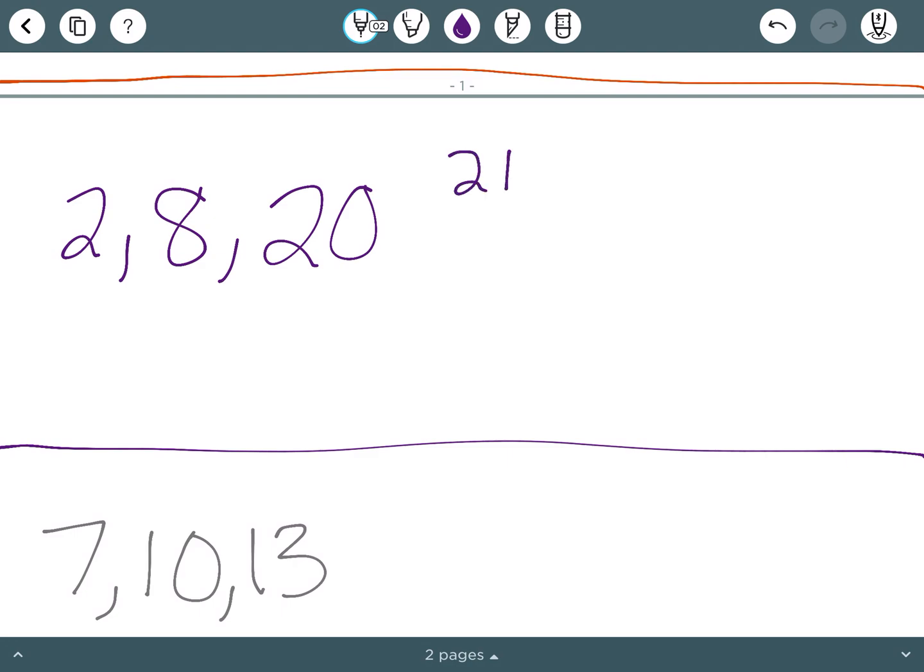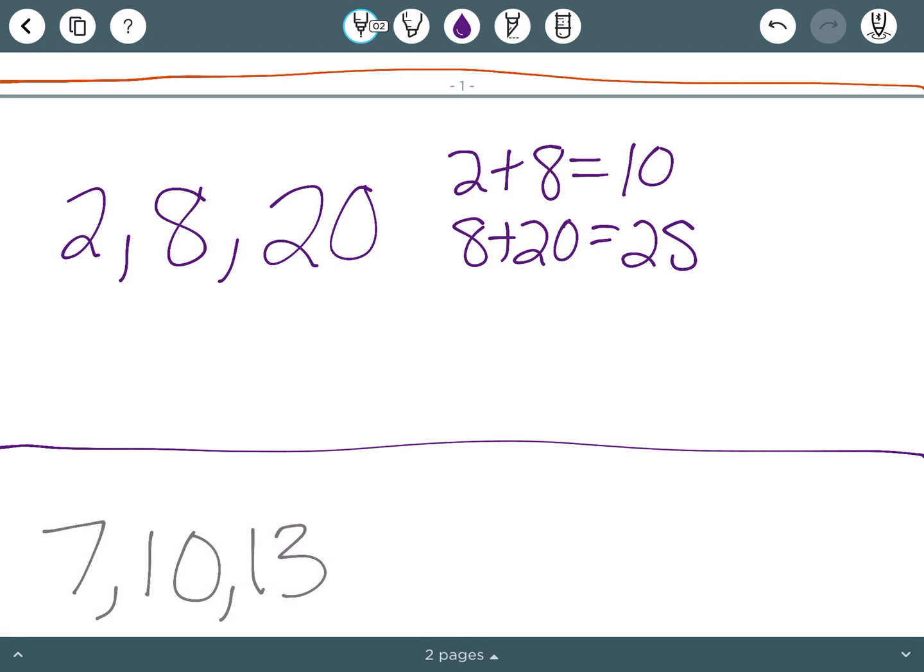All right, 2 plus 8 gives me 10. Ooh, I see a problem already. 8 plus 20 gives me 28. And then, of course, 2 plus 20 gives me 22. So I see that these two work. However, this one does not.